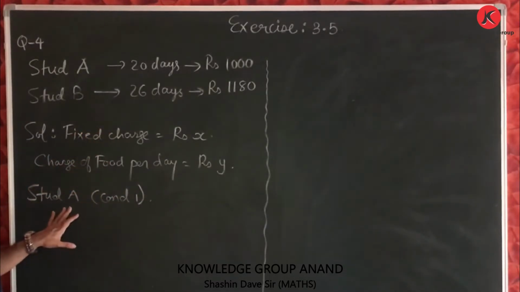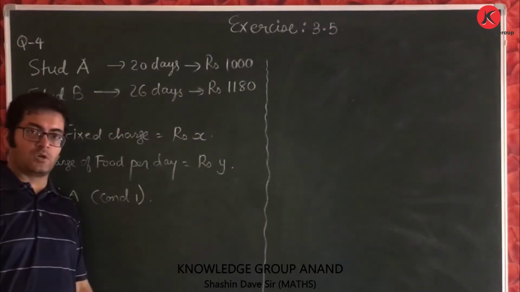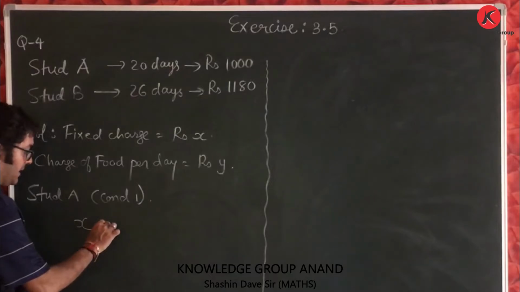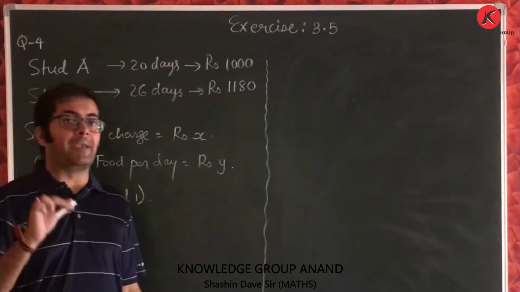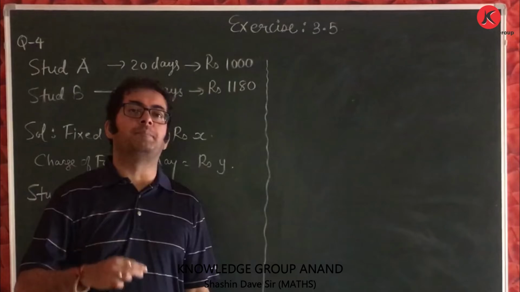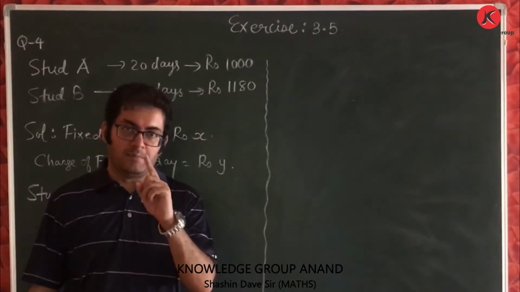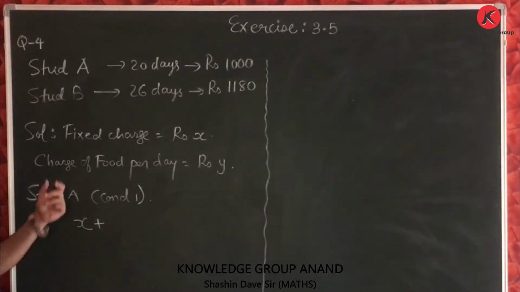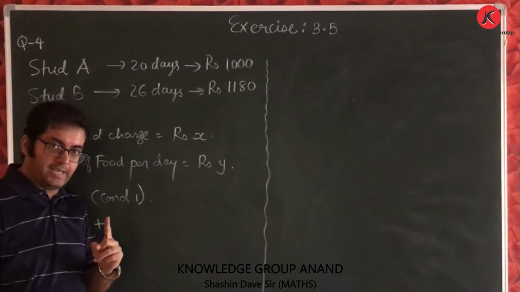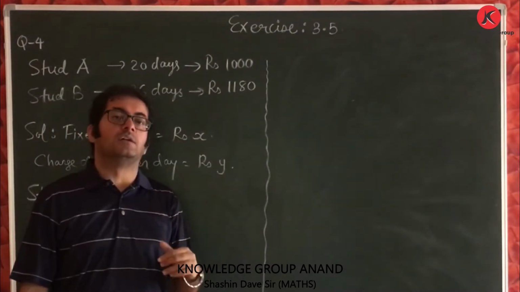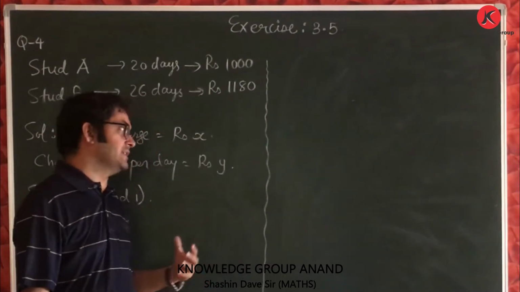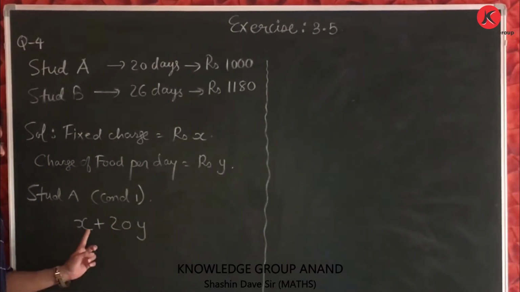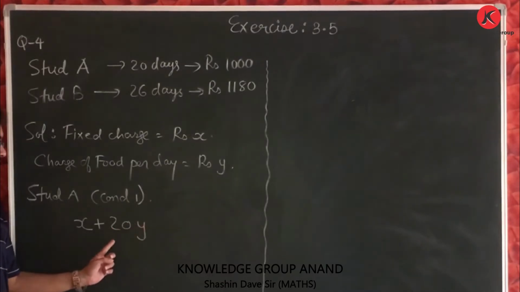Now, as the student is taking the food in the hostel, he has to pay a fixed charge. So that fixed charge is rupees x, plus he has to pay for the food taken per day. Now per day means one day, the charge is rupees y. Now this particular student A is taking food for 20 days. So for one day, the charge paid is 1y. So for 20 days, the total charge he will pay will be 20y. So this is the fixed charge plus food taken for 20 days, that is 20y.